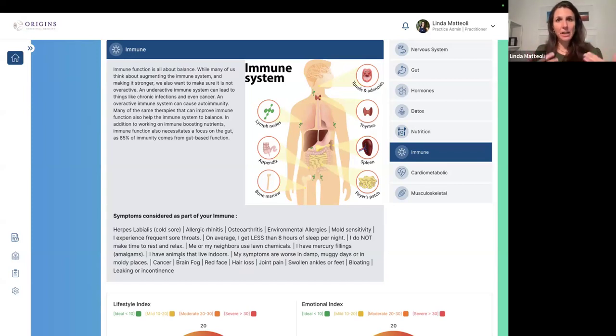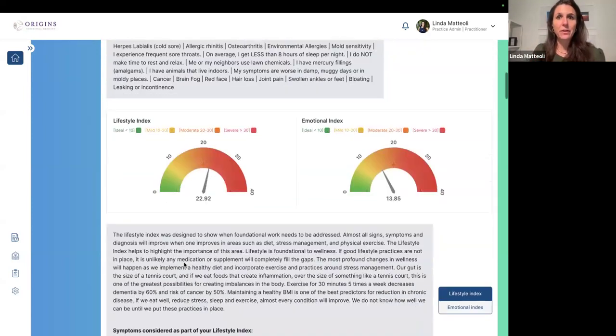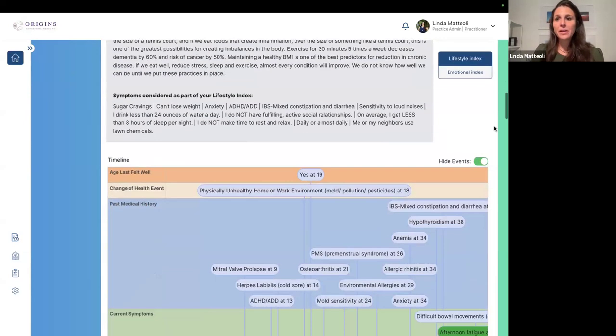So we're embedding that education and that feedback throughout the report. We've also included a lifestyle and emotional index. This is very important so that when the practitioner starts talking about lifestyle changes or stress management changes, the patient can see objectively how much this part is weighing on the disease burden of their body. So that can be trended as well over time, which is really motivating as well.